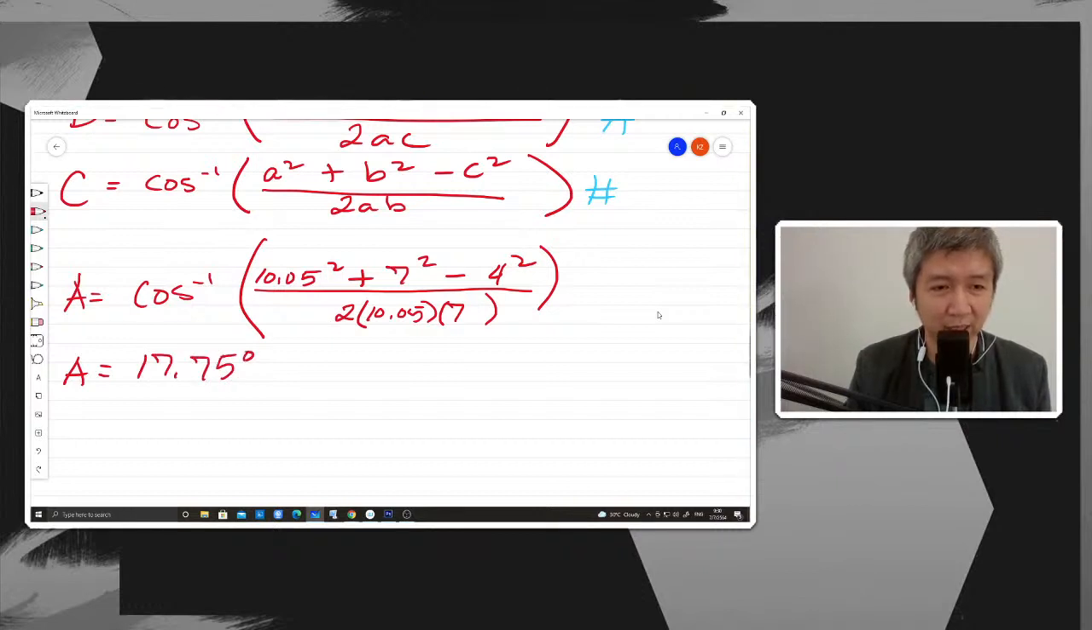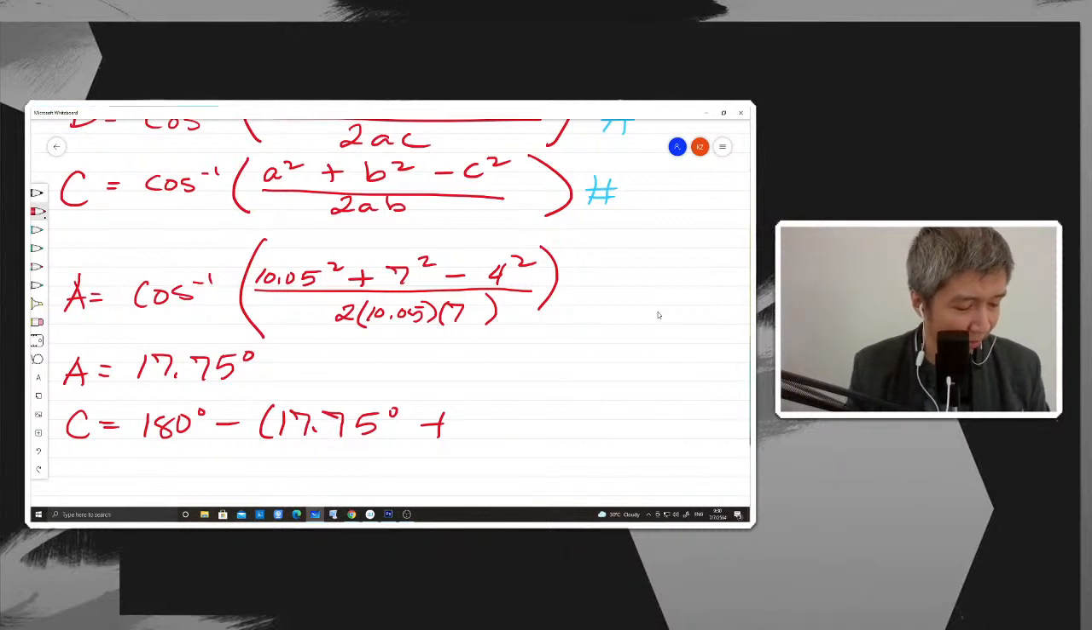17.75 degrees. Now to find the angle, what's the next one? C. So just apply the easiest one. Okay, 17.75 degrees plus what's the other angle? Angle B is 130. No, it's not letter O.